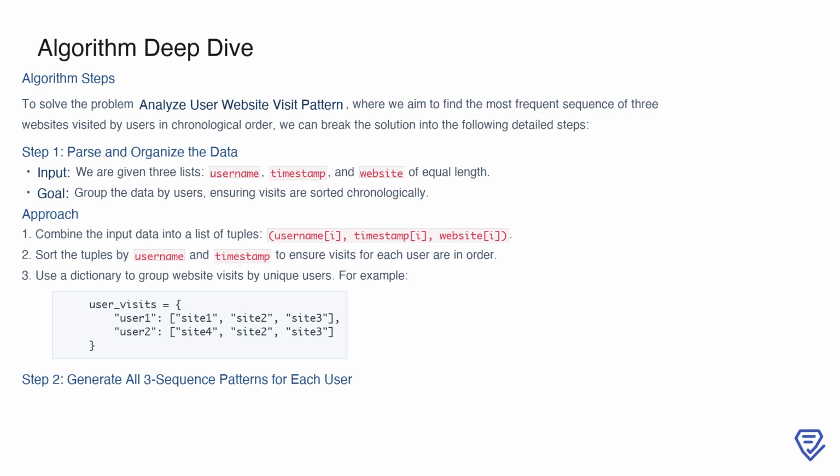websites visited. For example, if user 1 visited Site 1, Site 2, and Site 3, and user 2 visited Site 4, Site 2, and Site 3, our dictionary structure would reflect this grouping. This step sets the foundation for efficiently analyzing patterns in subsequent stages.